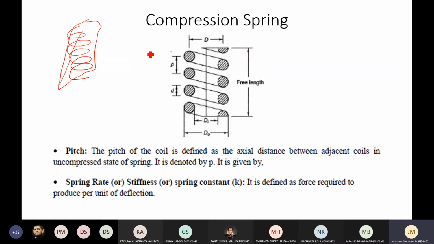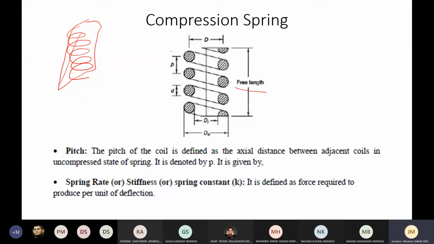Now you imagine that you keep the spring on the table and you don't apply any load, and due to its nature, whatever its elasticity and plastic nature is there, both combined, it will have a certain length which we call a free length. Now what does this free length mean? Free length means the length that is associated with the unloaded condition.